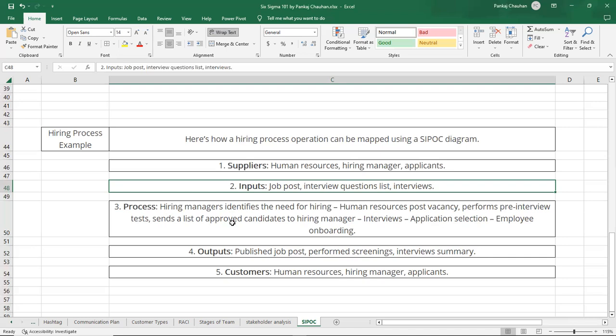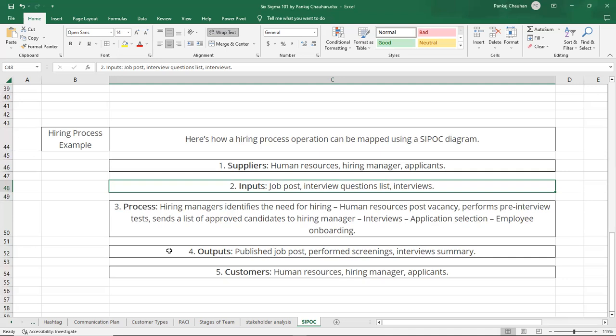When the candidate applies, they perform a pre-interview test. Once the pre-interview test is done, they send the list of candidates who qualify to the hiring manager. Next, interviews will happen. Then finally, you select the final candidate, roll out the offer, and finally, the employee is on board. So these are the 6-7 steps we follow in a hiring process.